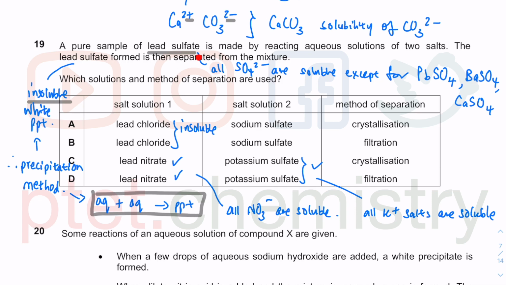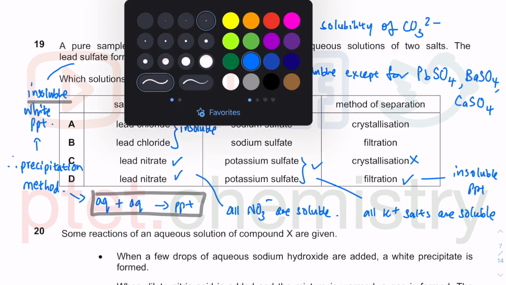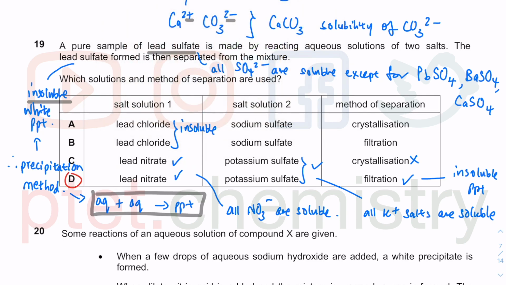They didn't tell us the solubility. We just need to know solubility rules. And it has to be filtration because insoluble precipitate, whereas crystallization is for something which is soluble salt. So this question only has one answer, which is option D there.